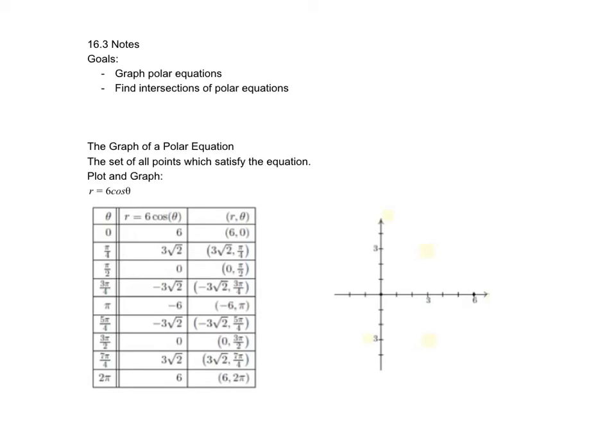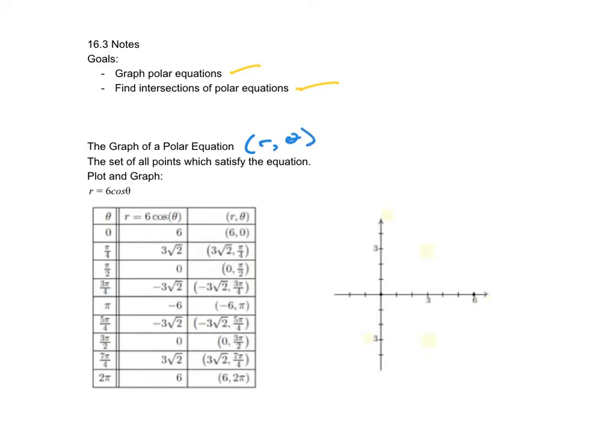Hello there. Today's 16.3. Our goals are to graph polar equations and define intersections of polar equations. We'll take a look at a few examples here, starting with the first here. This is a table of r values and theta values. Keep in mind that polar coordinates will be in the order r, theta.